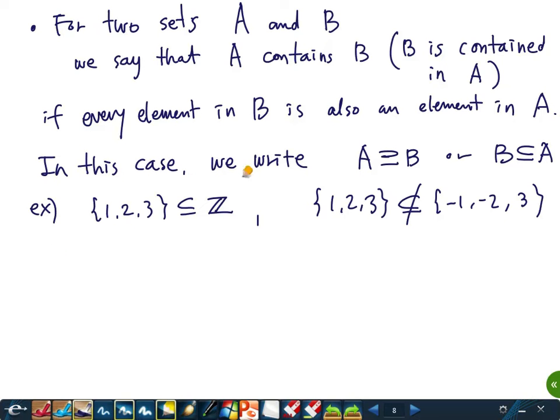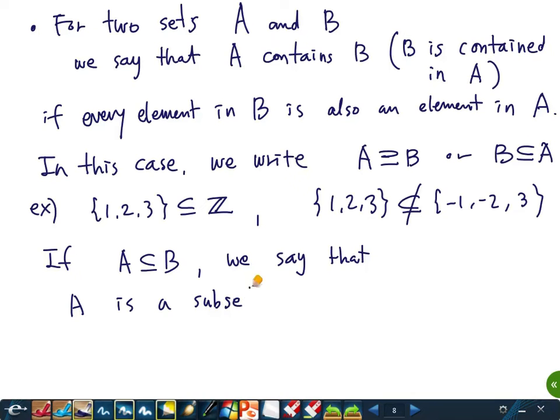Okay, and there is a special name for this. If, say, A is contained in B, we also say that A is a subset of B. All right? Subset.